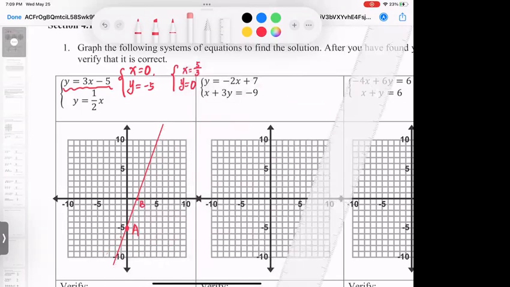So this is the linear equation y = 3x - 5. Does everyone agree with that? Here we figured out the x-intercept and the y-intercept. We have figured out the first linear function.